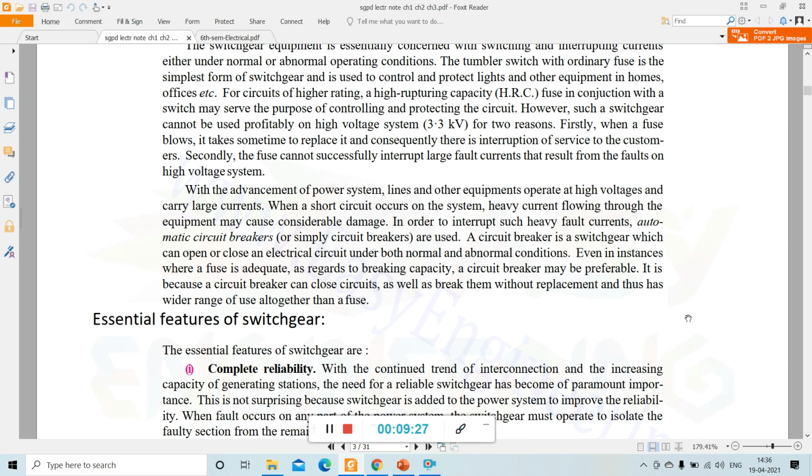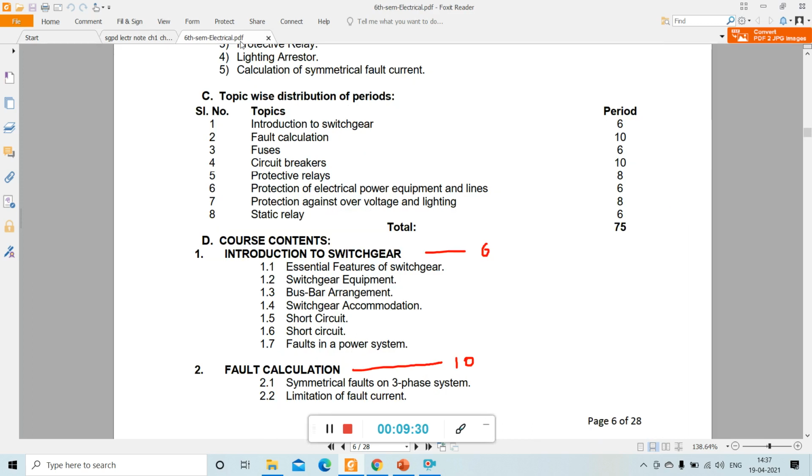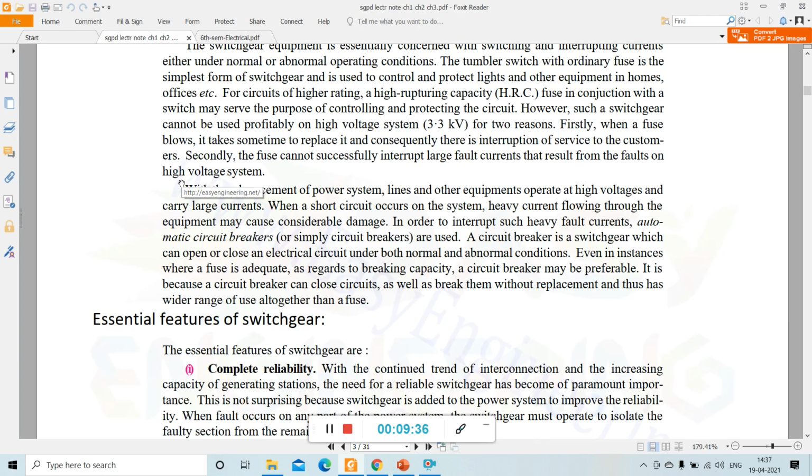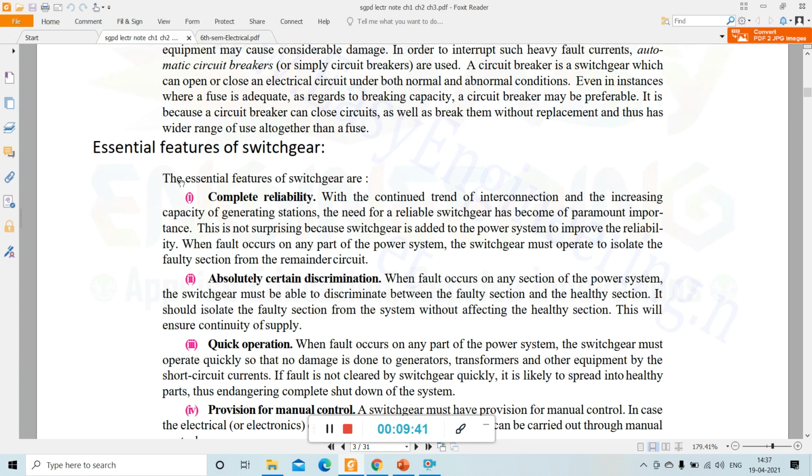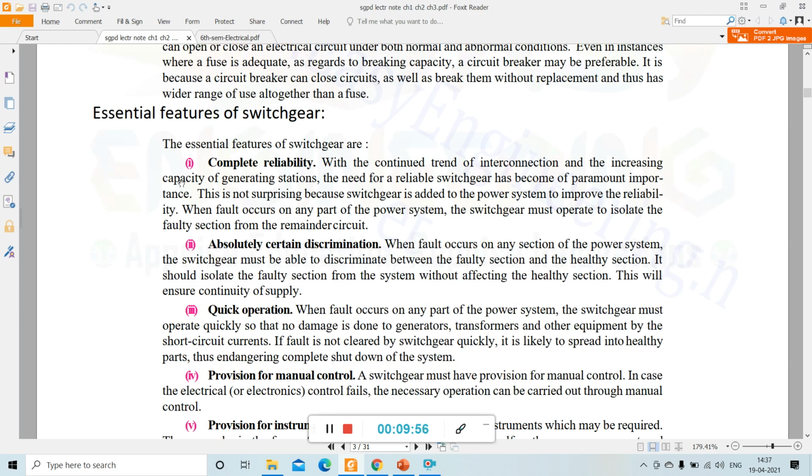Under this topic, the first one is the essential features of switchgear. These are all the notes I will provide in this video session. Just take a view of this video and make notes of these things, and we will discuss them one by one in detail in the online classes. I am just giving you a point-by-point view, so go through this video and make notes, and I will discuss everything in detail in the online classes later.